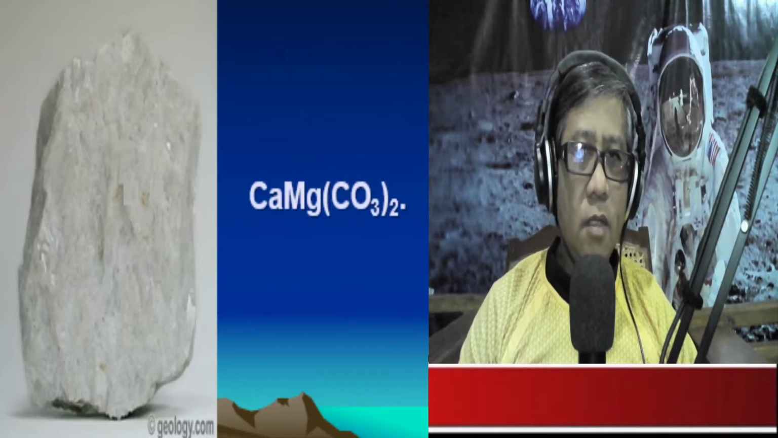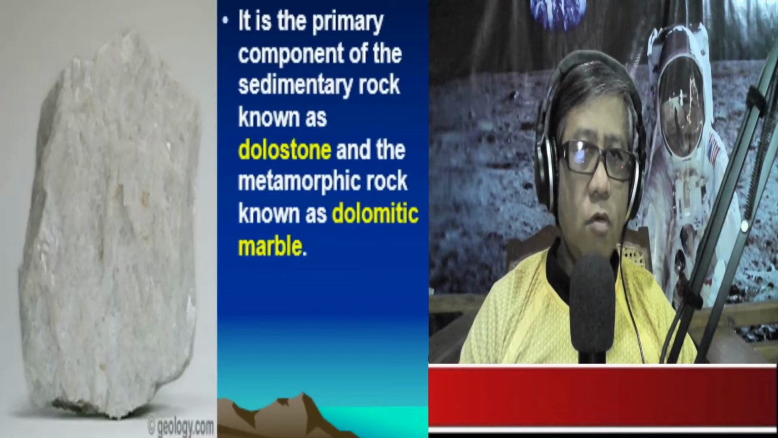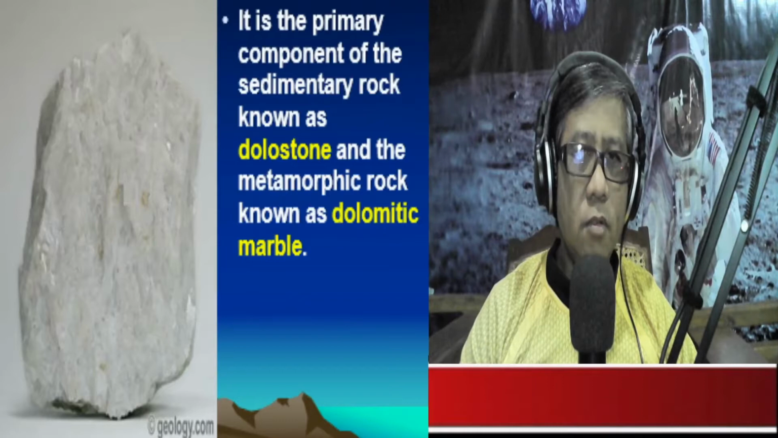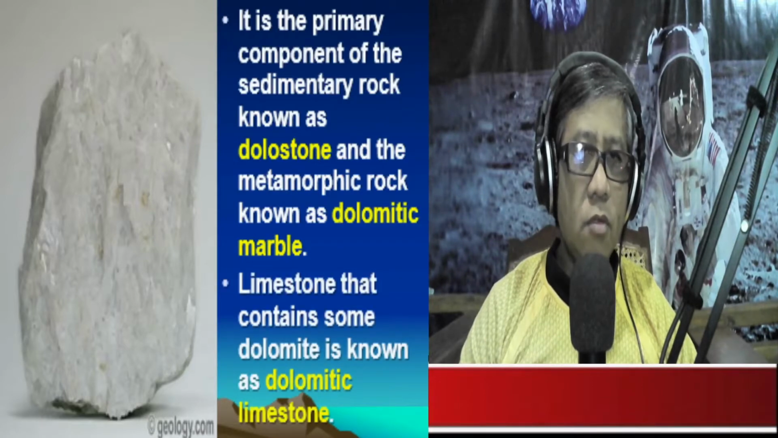Now, dolomite is the primary component of the sedimentary rock known as dolostone and the metamorphic rock known as dolomitic marble. And limestone that contains some dolomite is known as dolomitic limestone.